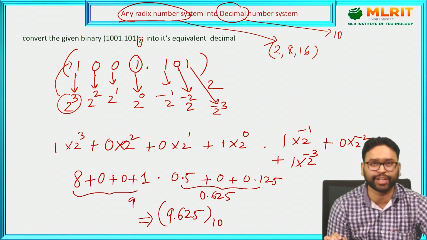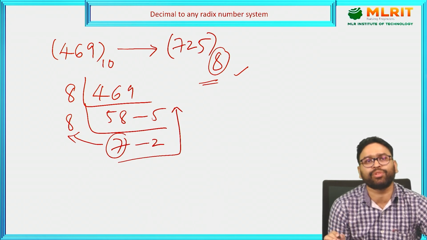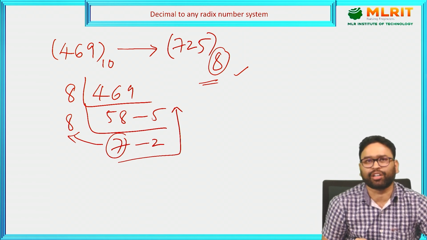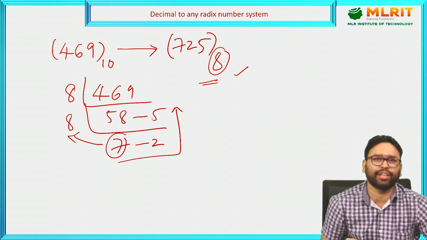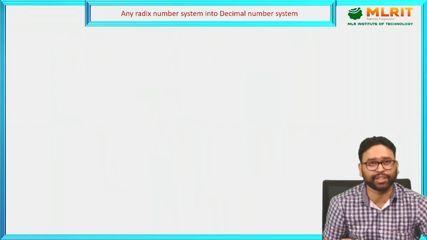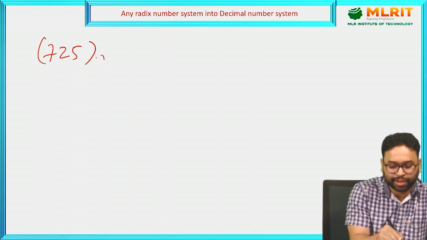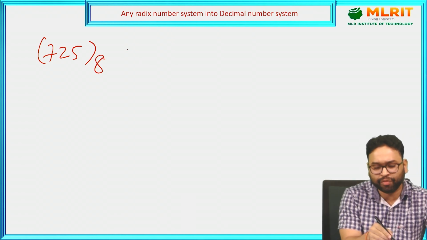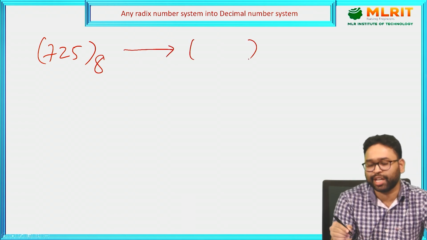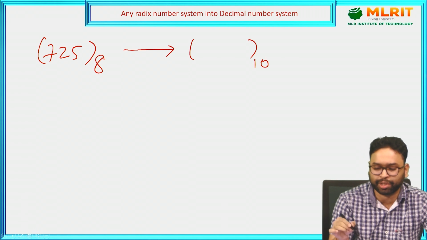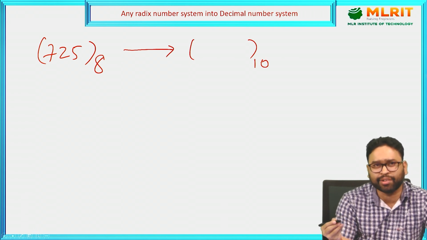Okay, now let's take another example. Just now we converted 469 given in terms of base 10 into its equivalent octal value, 725. Let's try to convert in the reverse approach. This time we are taking the example 725 as given in the octal number system. Now we need to find its equivalent decimal number. Let's check whether we are getting the right answer or wrong.